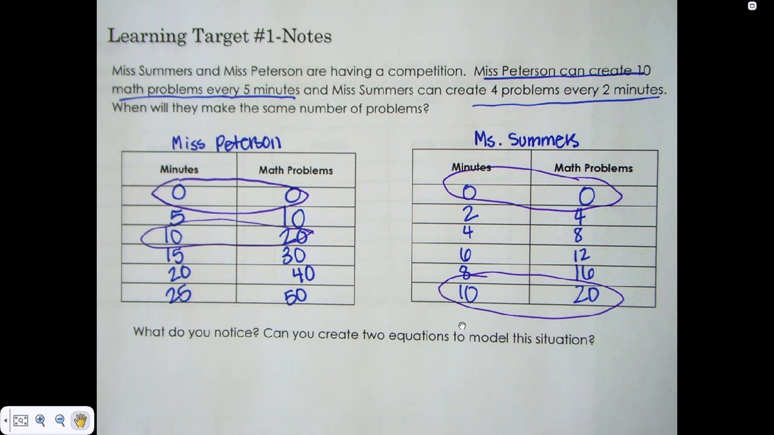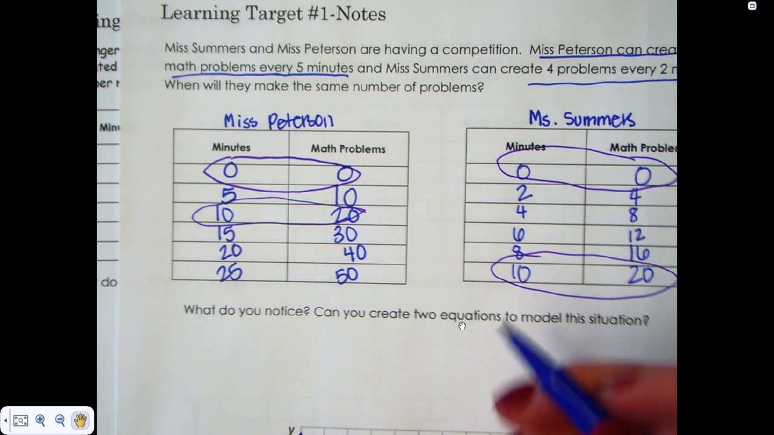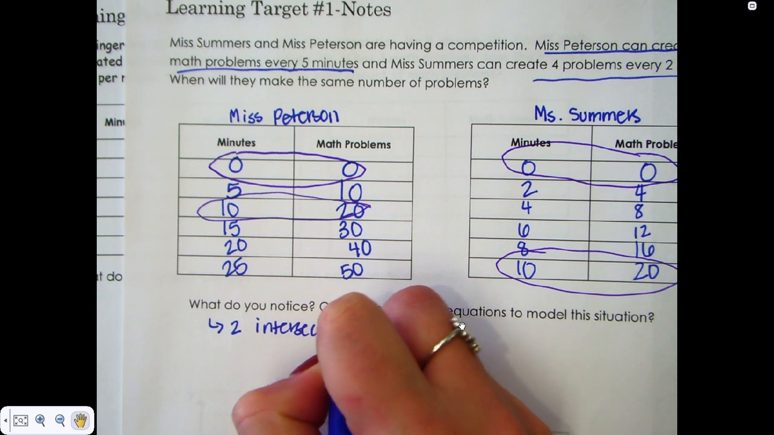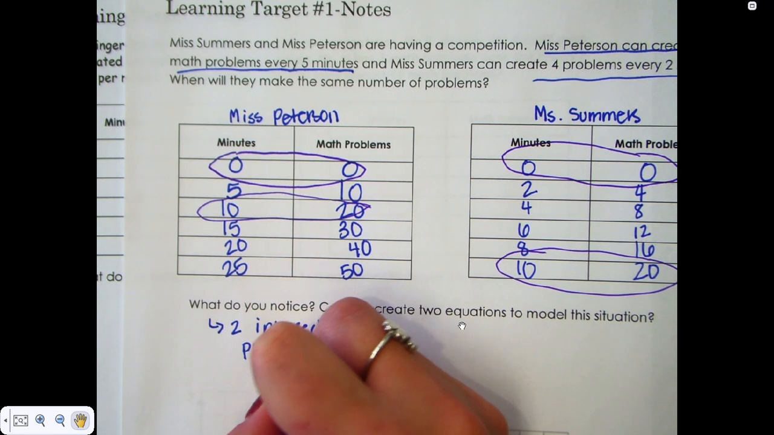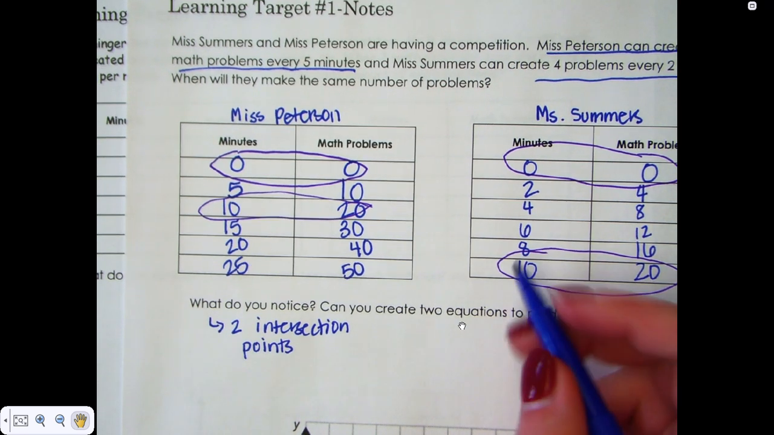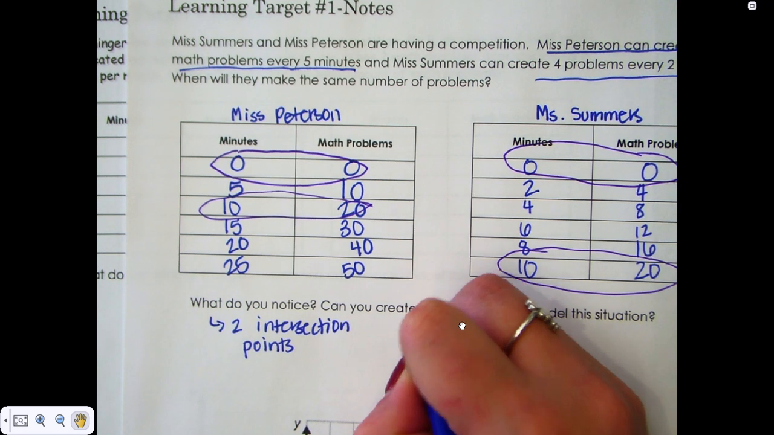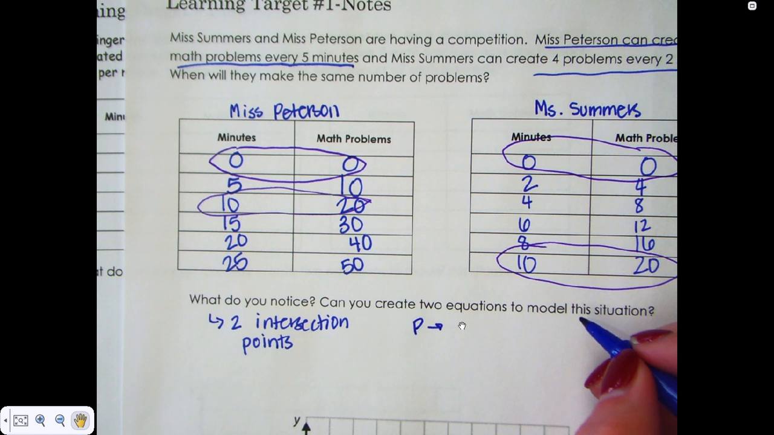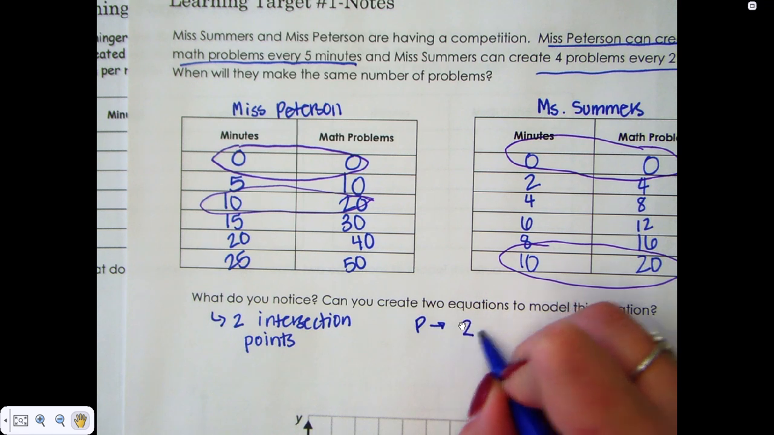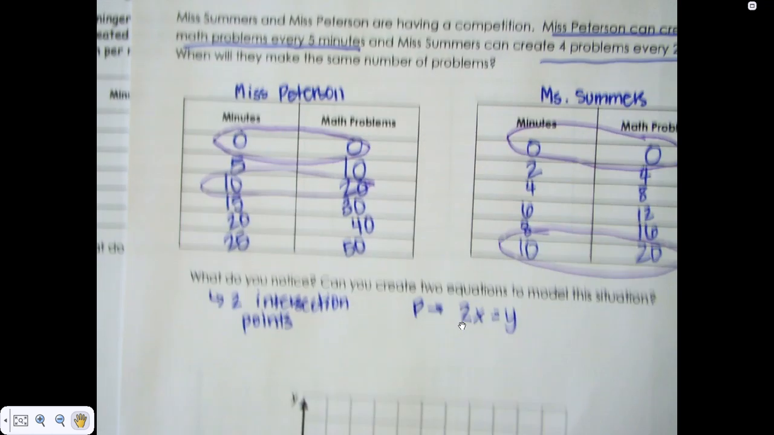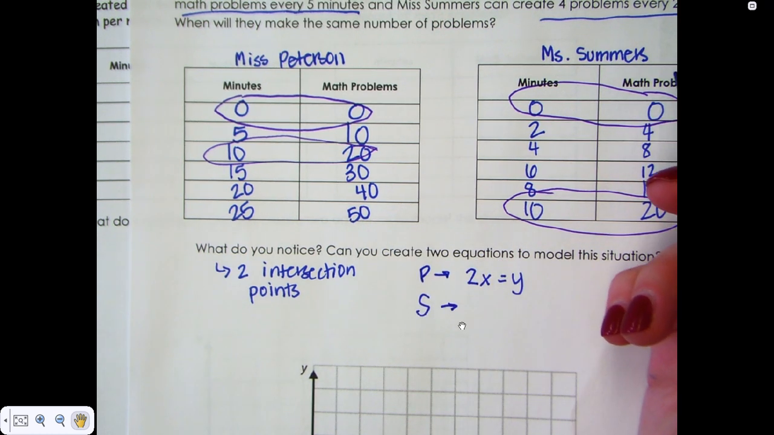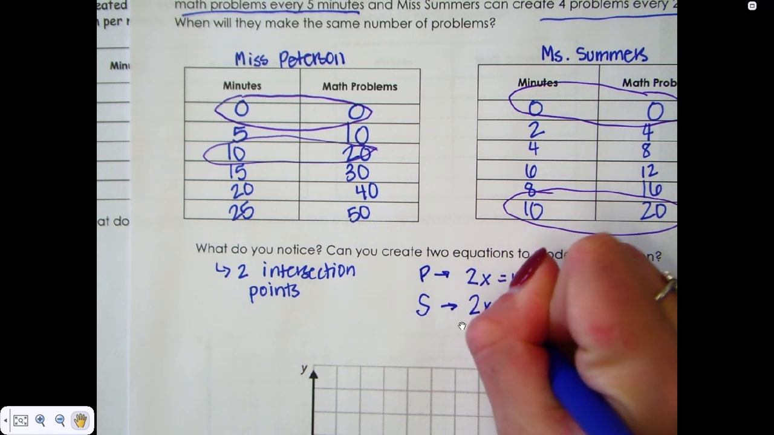Let's create some equations to model it, all right? So I noticed that they have 2 intersection points. All right. So in order to create equations, remember, and this is a linear equation because it's giving me a rate. Every 5 minutes something happens, or every 2 minutes something happens. So Miss Peterson can create 10 problems every 5 minutes. So that means every minute she creates 2 problems. So I could say y equals 2x for her. And Miss Summers can create 4 problems every 2 minutes, which is actually, again, just 2 problems per minute.